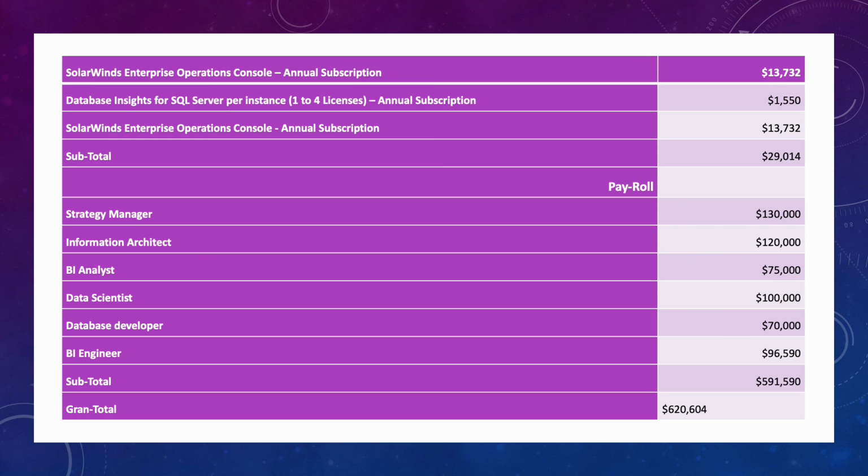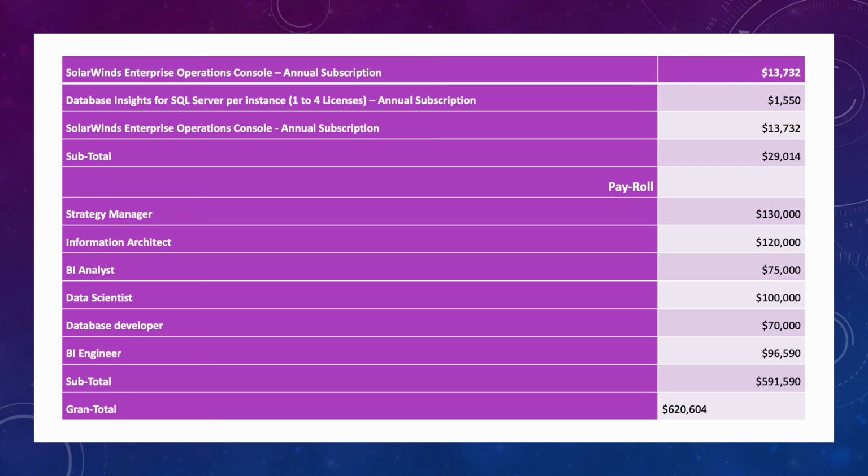$13,732. So the subtotal for technologies is going to be $29,014, but I didn't add a Power BI license because the company already has the enterprise plan for the whole Windows suite. So all the Windows Office covers the Power BI software.